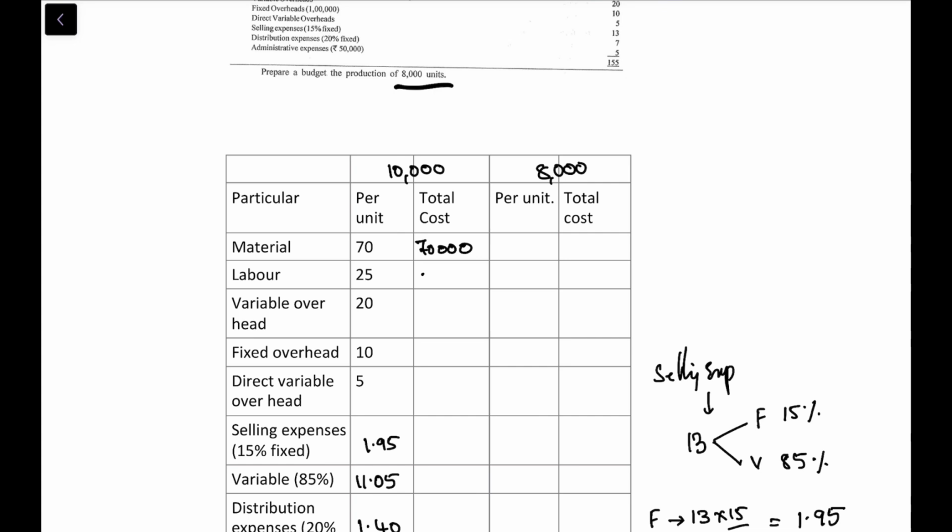Now multiply this with number of units. 70 into 10,000, 70,000. 25 into 10,000, 2,50,000. 20 into 10,000 units, 2 lakh. Likewise multiply with number of units.